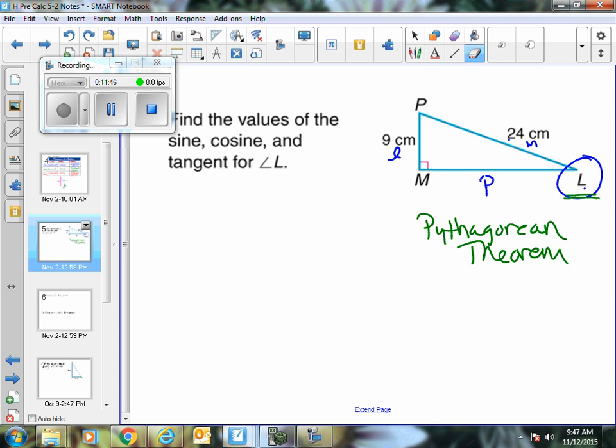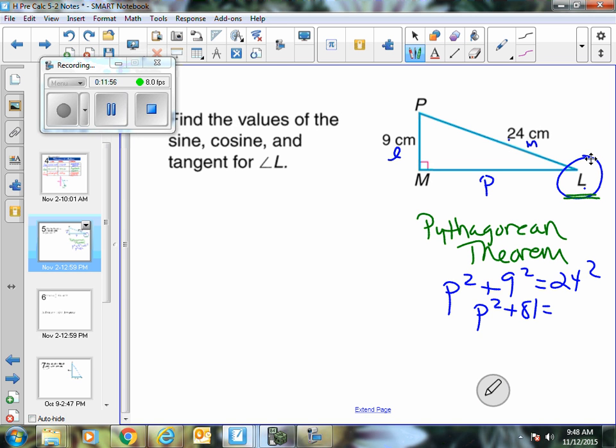All right, so let's go ahead and solve for that. So we'd have p squared plus 9 squared equals 24 squared. And I'm going to go ahead and solve for p. So square each of these. So I square the 24, and I believe, let's see, what was that? Was that 576? I think. And then subtract the 81, and you get 495.